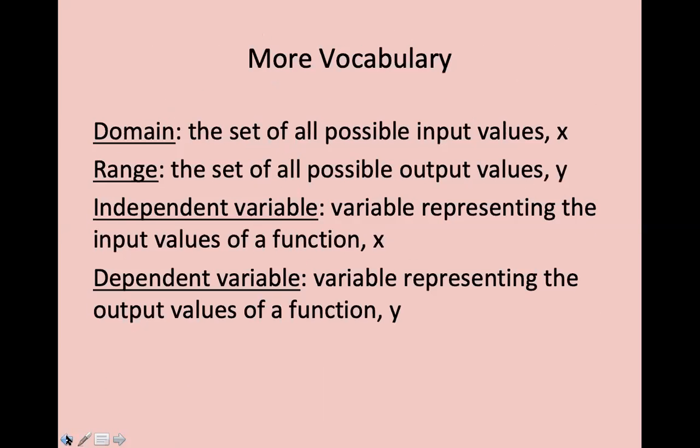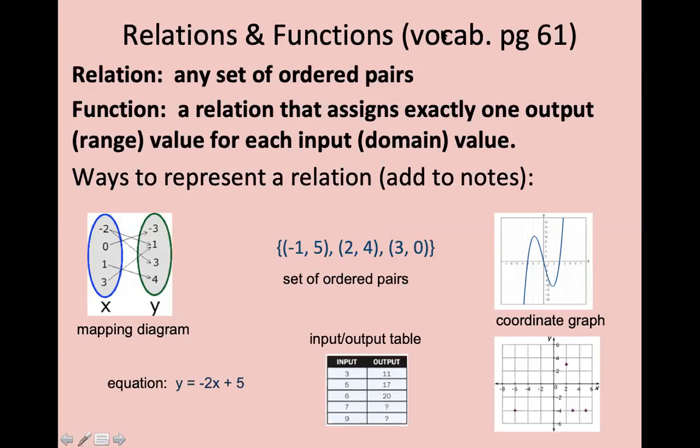All right, so we are going to be discussing relations and functions. You have some vocabulary terms to write down on page 61 in your journal. Relation, function, and then you'll see a note section on that page. And if you could, in the notes section, draw these pictures and write what they are. So draw a mapping diagram, a set of ordered pairs, a graph, a couple of graphs.